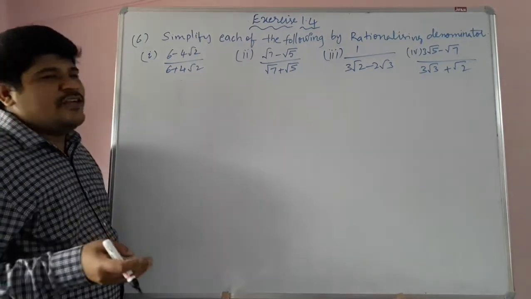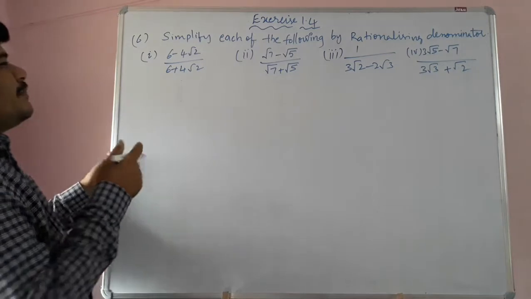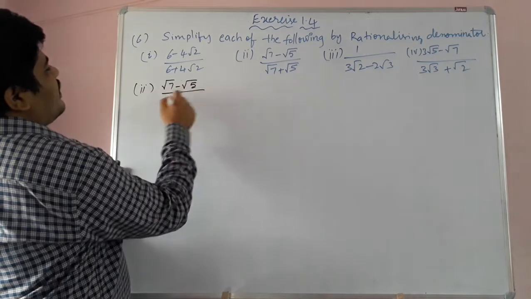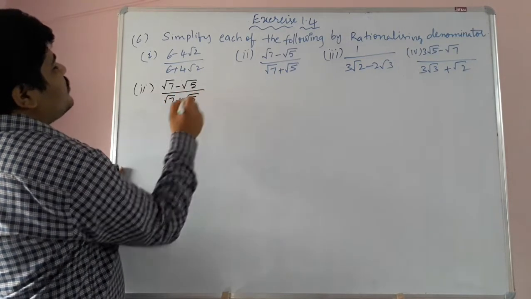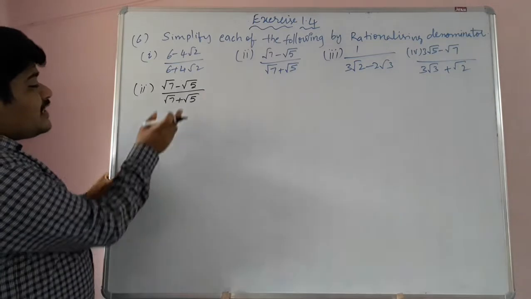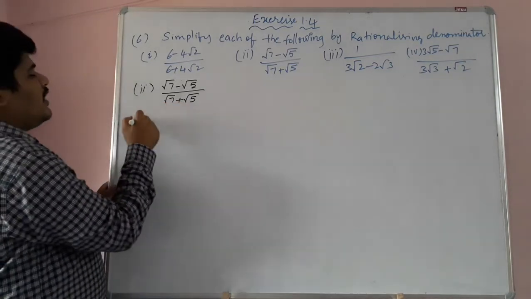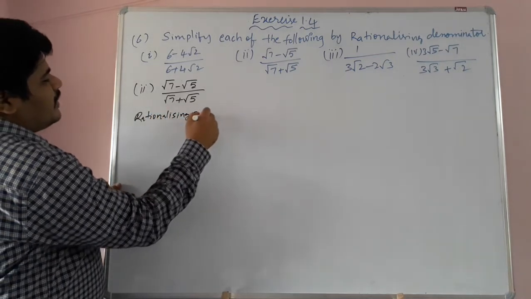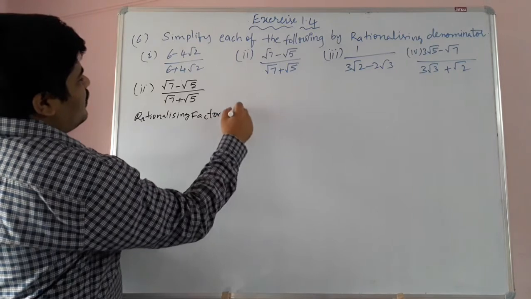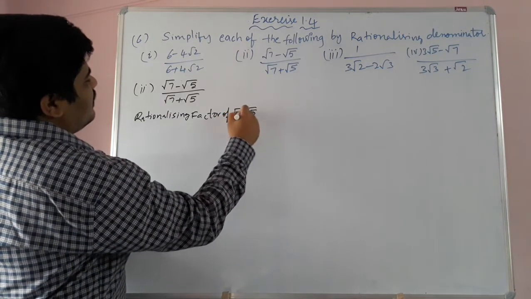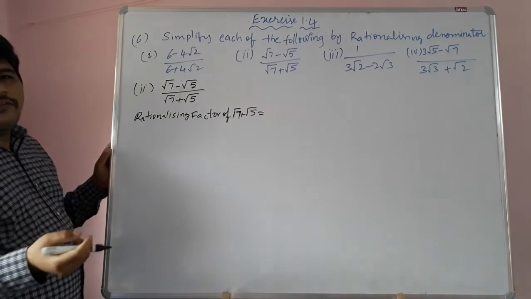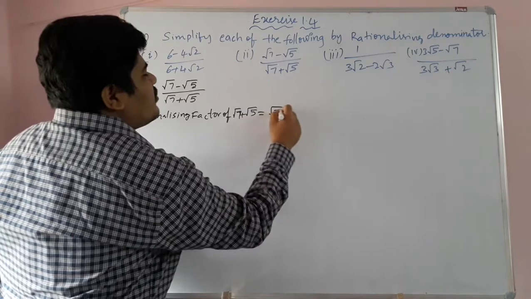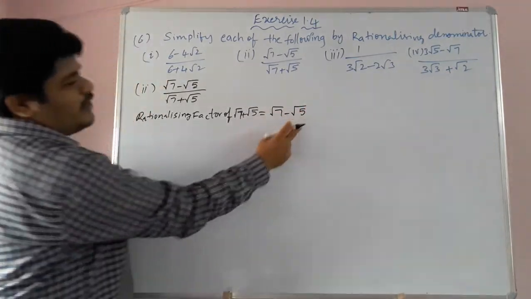Okay. Now students, let's see problem number 2 in 6th bit. That's root 7 minus root 5 by root 7 plus root 5. So students, here we have to take the rationalizing factor of the denominator. So the rationalizing factor of root 7 plus root 5: we just have to take the opposite symbol between them. Plus here, so here we have to take minus. Okay, root 7 minus root 5.